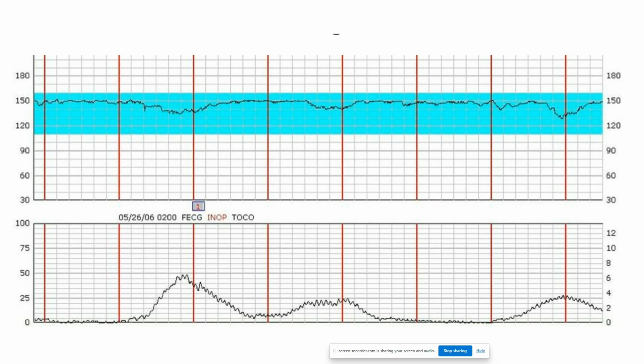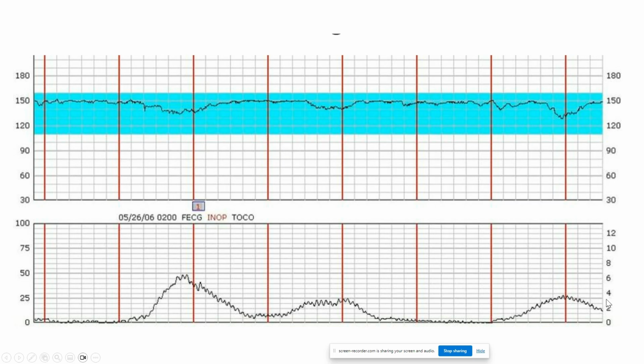As much as I would like a moderate variability, we could also have some minimal variability due to medication or a sleep cycle. Those are some things to consider. Like I said, I'm not going to go too deep into this because it's going to be information overload, but I want you to recognize some types of decelerations. This is an example of an early deceleration because it is mirroring the contraction.